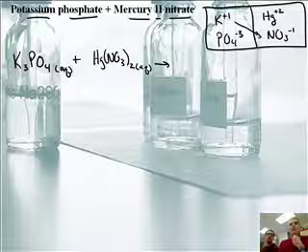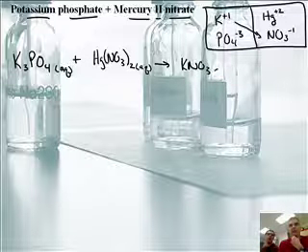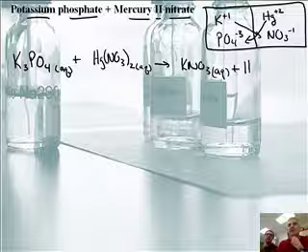You're just going to trade the partners. Potassium is going to get together with nitrate. That's easy, 1 and 1. That'll be just KNO3, and that's also aqueous. And here comes our solid. If we put the mercury, 3 and 2, make them 6.